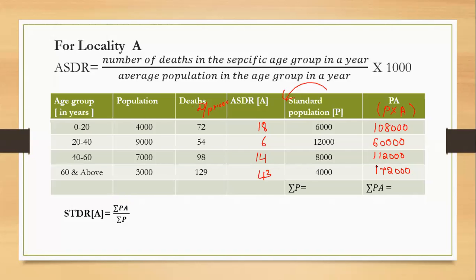Now what you have to do? Find the total of standard population, and find the total of PA. What is the total of standard population? 30,000. Good. What is the total of the weights, that is population into standardized death rate? 4 lakh.